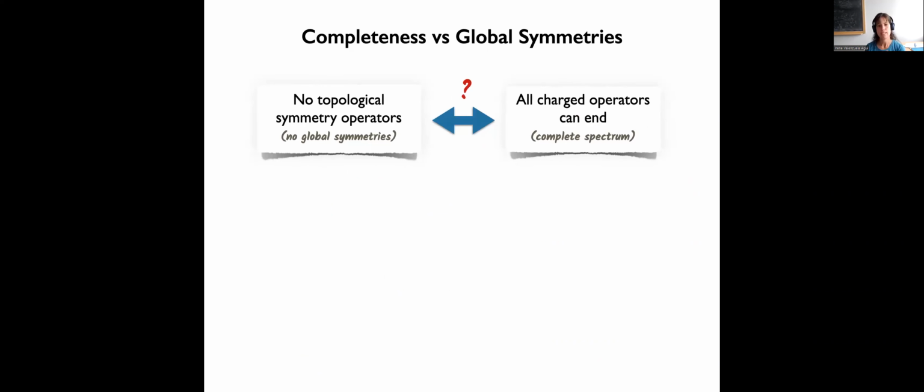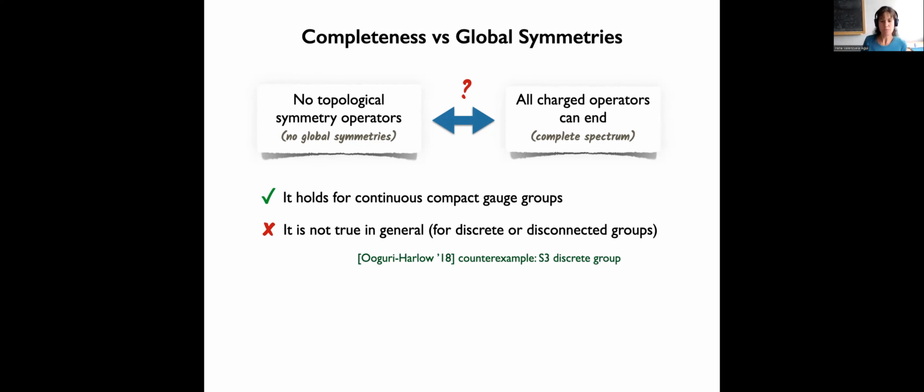The question is whether this is a general lesson that we can extrapolate beyond Maxwell, for any gauge group. One can prove that the same argument that I gave you applies for any continuous compact gauge group, even if it's not U1. But it's not true in general for discrete or disconnected groups. There was already a counterexample in the paper of Harlow and Ooguri, based on a discrete group, showing that you could have a complete spectrum and still have some symmetry that remains, or the opposite, an incomplete spectrum and no symmetries. So there was no one-to-one correspondence.